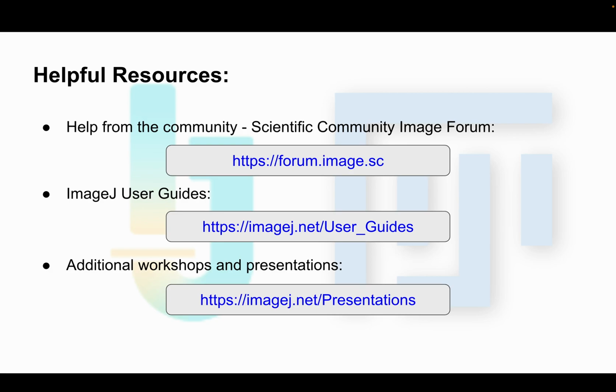Here are some helpful resources that I hope you will find useful down the road. There's the Scientific Community Image Forum. If you haven't checked that out, please do so. Everyone here at the conference is on this, I think. At least most of us are. It's a wonderful resource, a great way to learn if you're just starting out, to ask questions, or just to read other people's posts and see if someone else asked a question similar to yours. The ImageJ user guides are also wonderful, a great resource available through our wiki. And then finally, there are all these other workshops available on, for example, segmenting using ImageJ, as well as scripting. Please check out those workshops.